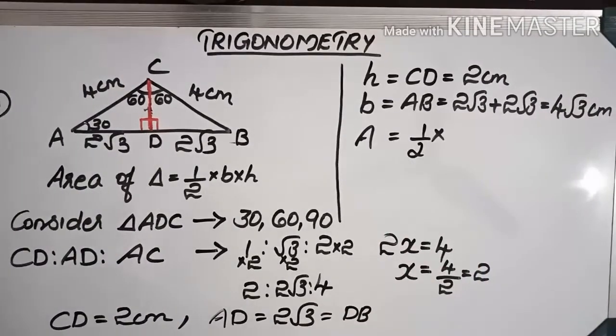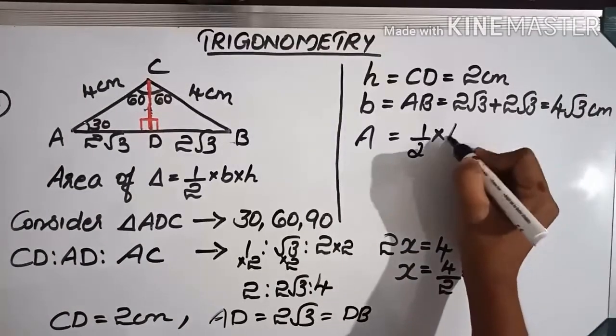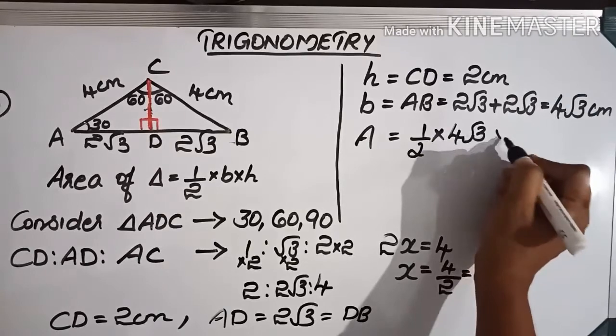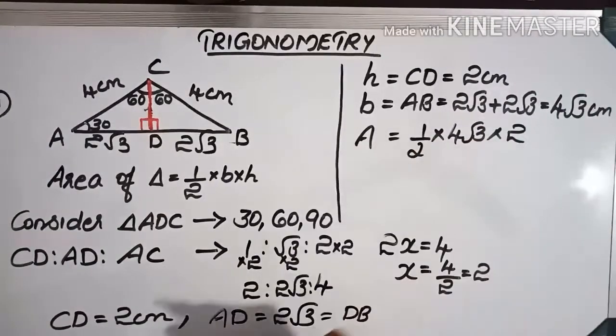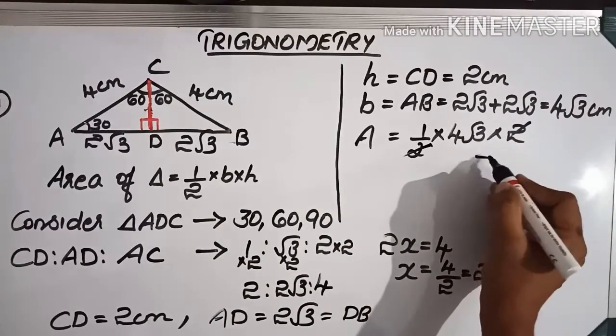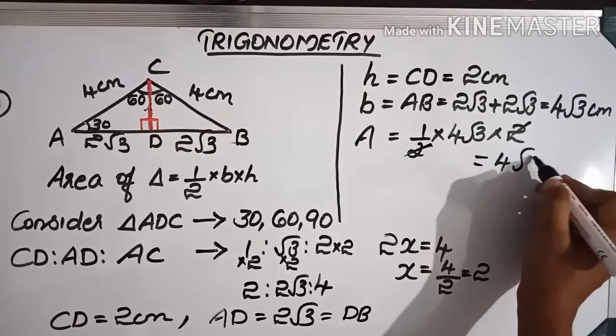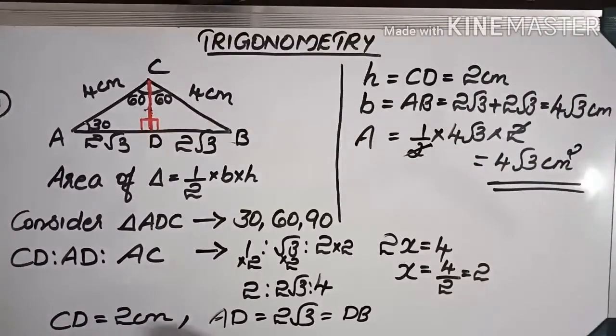Now we have to find the area, half into B into H. So half into B is 4 root 3, into height. Height is 2. Now this 2 and 2 we can cancel. So the final answer will be 4 root 3 centimeter square. The area of this particular triangle is 4 root 3 centimeter square.